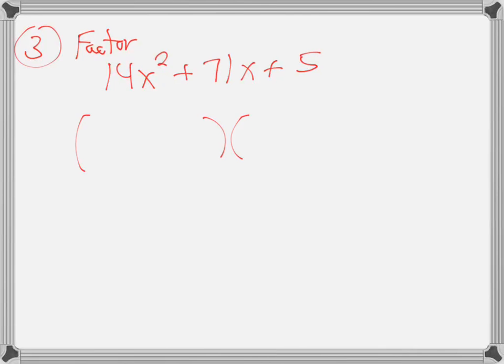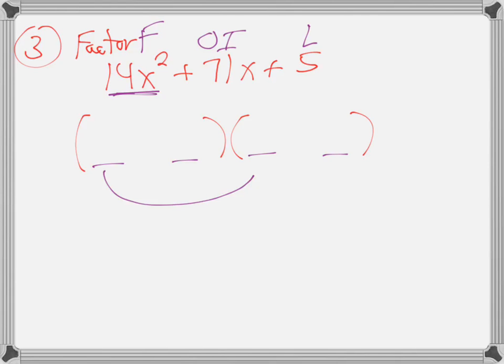So, 2 parentheses. So F-O-I-L, FOIL, right? We have 2 items in each parenthesis. So front times front to make front. What times what makes 14x squared?